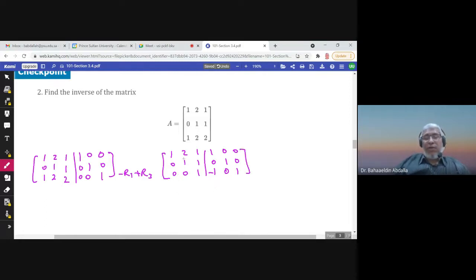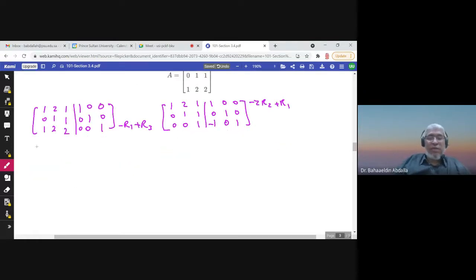Good. Now this number is 1, so I just use it to make the two zeros. So negative 2 R2 plus R1. This matrix is easy. This is the third row, and also the second row, there is no change in it. Okay, now the first row. Negative 2 plus 2, that's 0. Negative 2 plus 1 is negative 1. Negative 2 plus 0 is negative 2. And I have 0 here.